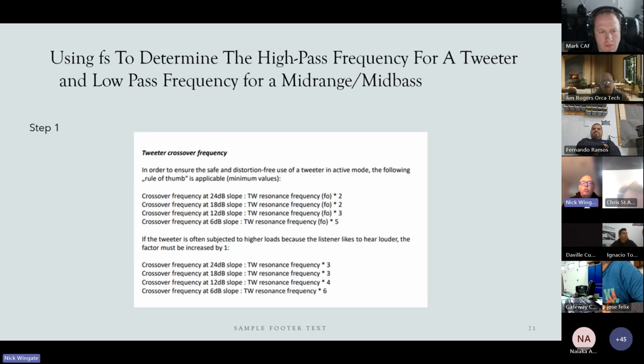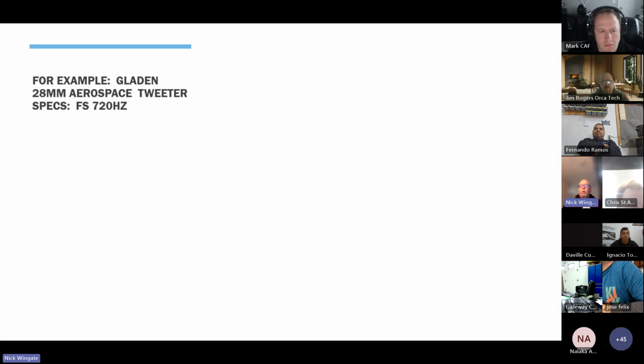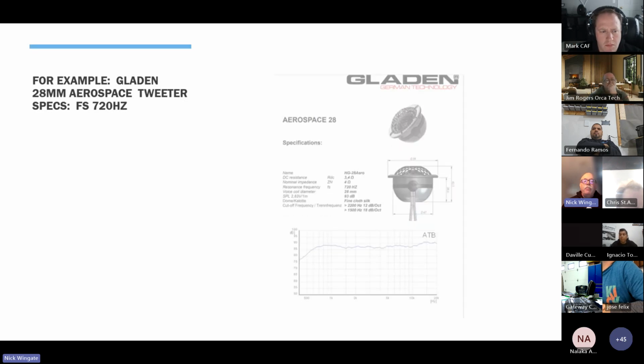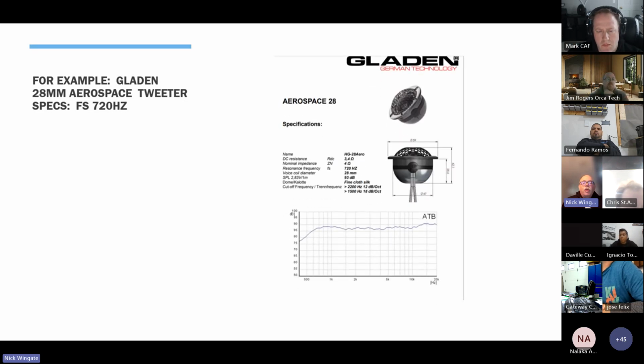Okay. So this is one of the things we need to do in order to be able to determine our crossover frequency. Now, I'm going to give you an example. We're going to be using a Gladen 28 millimeter aerospace tweeter. And this is the chart that is available from Gladen on this particular speaker. And you can get them for any of the speakers they make. And you can find out that the resonance frequency is 720 hertz, see it right here.